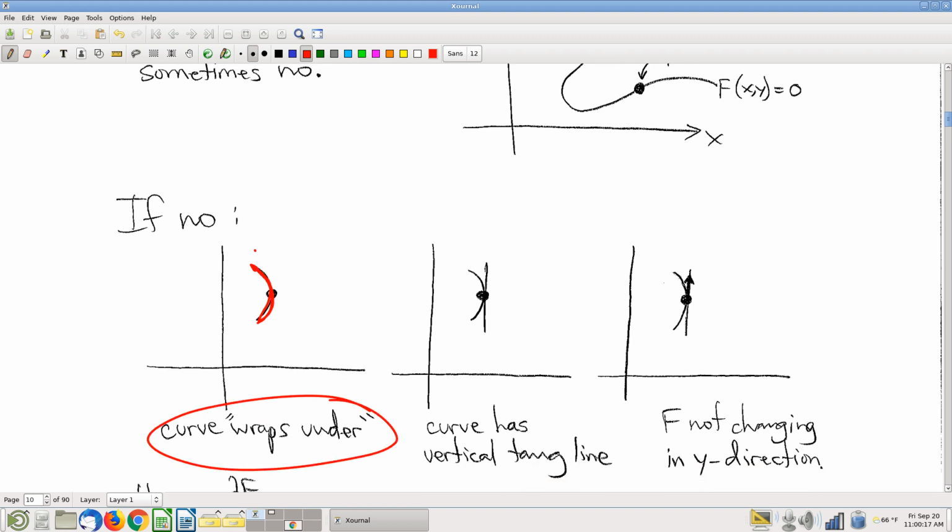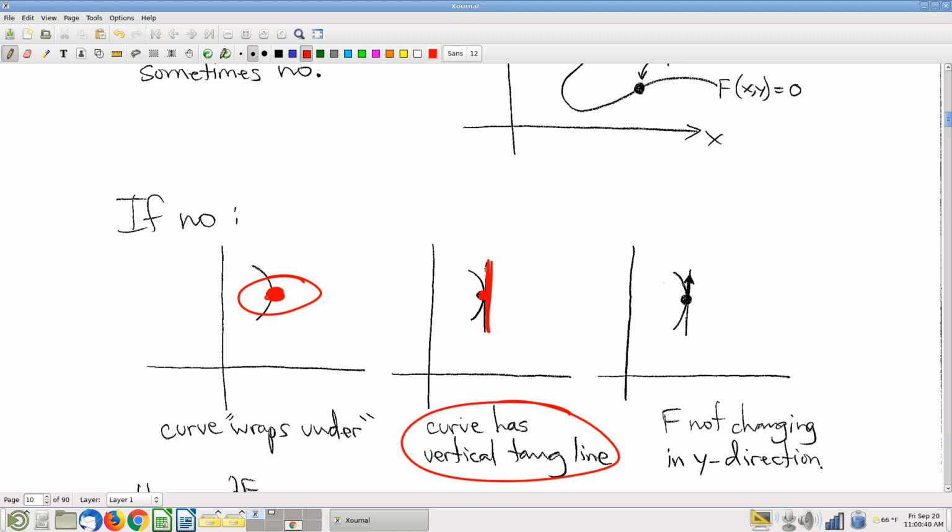Right? It was over there, and then it kind of doubled back, and now it's over here, and that's why it fails the vertical line test. Specifically, it is doing that. The moment where it wraps under is that point where, deeply connected, the tangent line is vertical. The curve has a vertical tangent line.